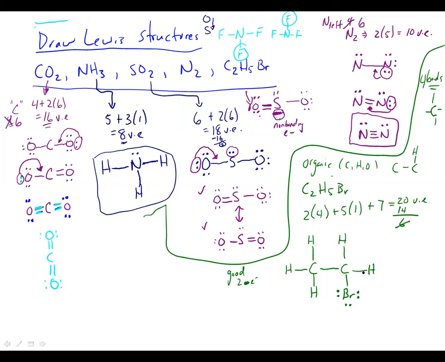And that means that this hydrogen is good too. All the hydrogens are good. They all have 2. Bromine has 2, 4, 6, 8. This carbon on the left has 2, 4, 6, and 8. Carbon on the right has 2, 4, 6, and 8 as well. Everybody has met the octet rule. Everybody's perfectly fine with each other.